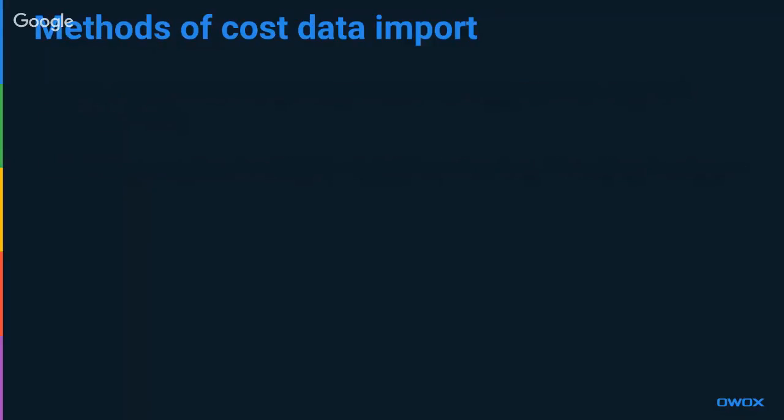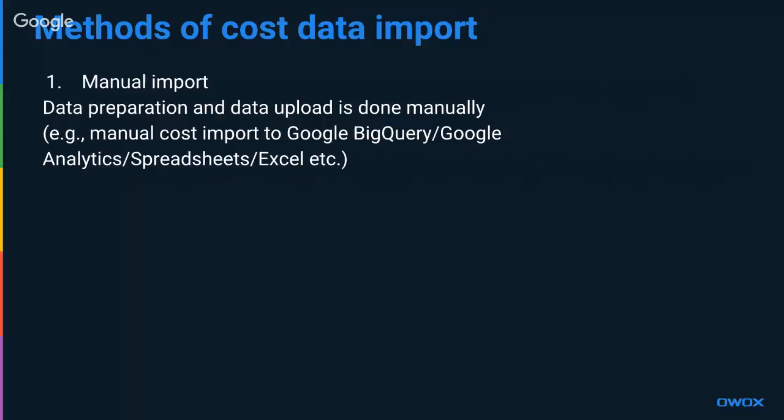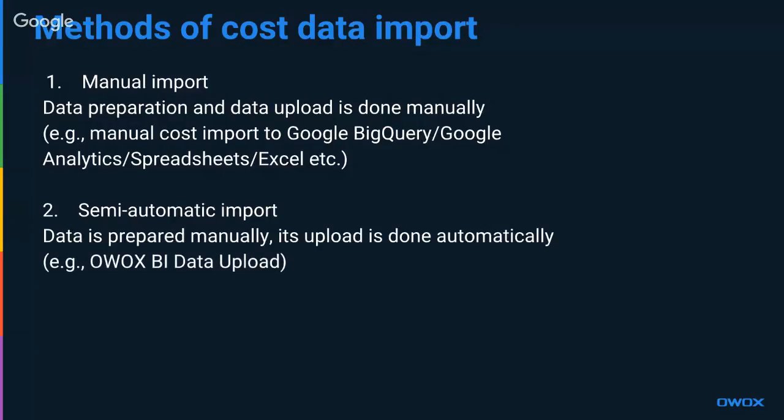Let's talk a little about methods of cost data import. The first method is familiar to you guys. This is manual import, and you usually create a data set in GA, you prepare a file, and you upload this file. And I think you all understand how time-consuming it can be and the amount of errors that it can bring. But of course, it can be useful at times, because you do not need anyone else's help, and you can do it on your own and see everything in one place. The second way is when data is prepared manually and its upload is done automatically. And here is where Max will tell you more details about it.